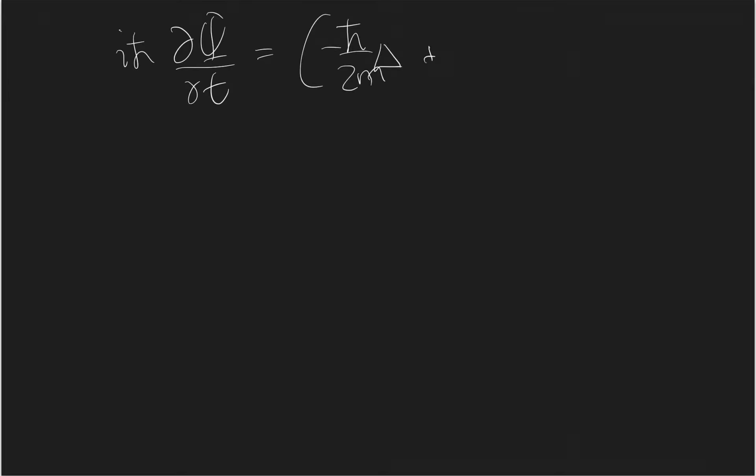And so if we were to substitute that into our expression that we had earlier, we could have i h bar partial psi by partial t is equal to, of course, the kinetic energy operator, plus U of whatever coordinates, okay?